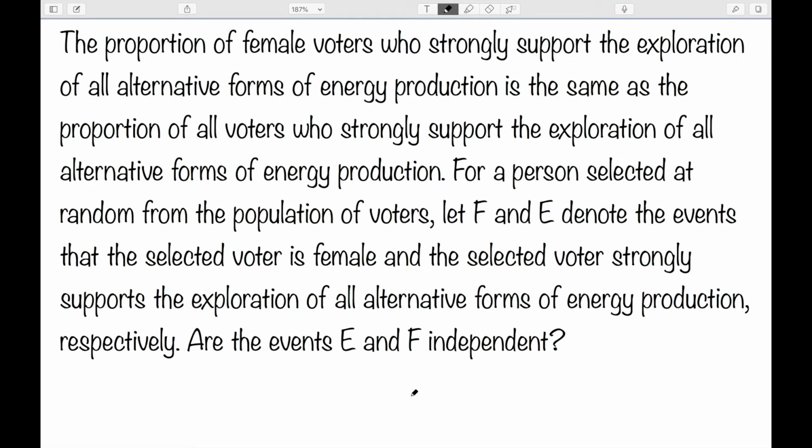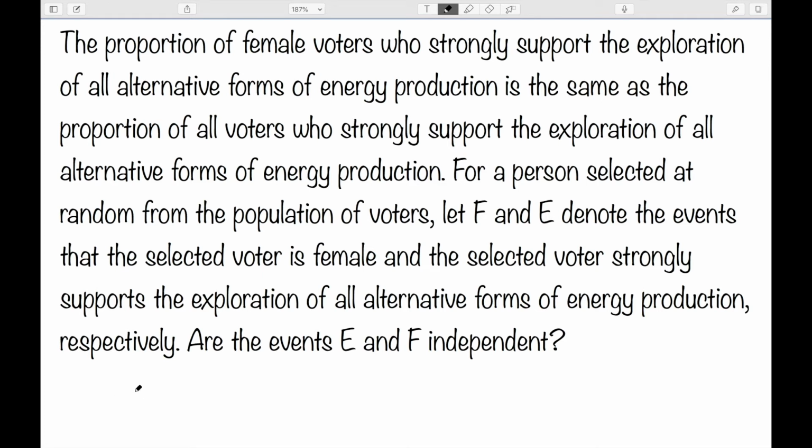The proportion of female voters who strongly support the exploration of all alternative forms of energy production is the same as the proportion of all voters who strongly support the exploration of all alternative forms of energy production. For a person selected at random from the population of voters, we're going to let F and E denote the events if the selected voter is female and the selected voter strongly supports the exploration of all alternative forms of energy production, respectively. Are these events independent?